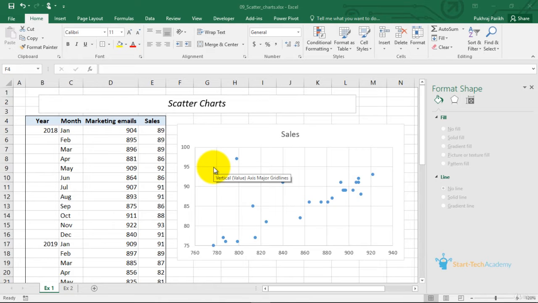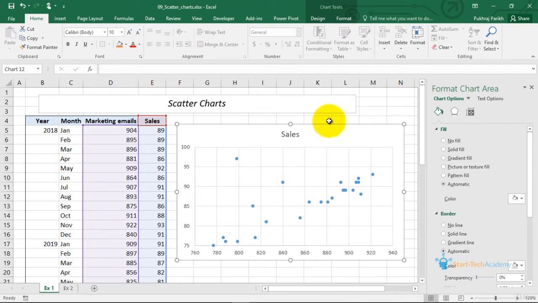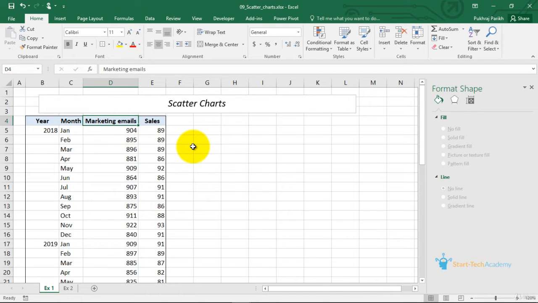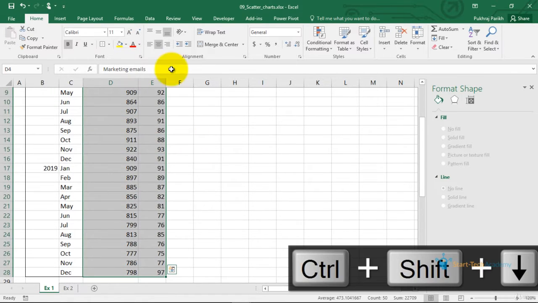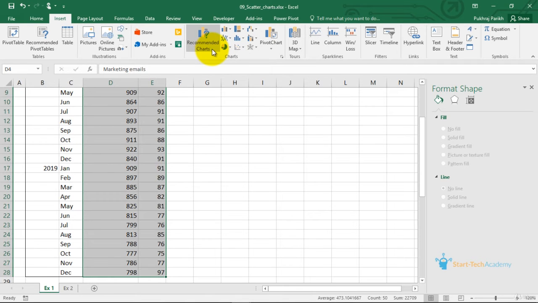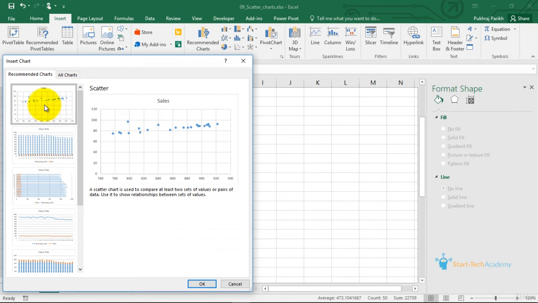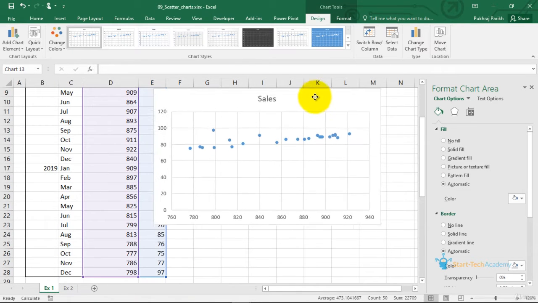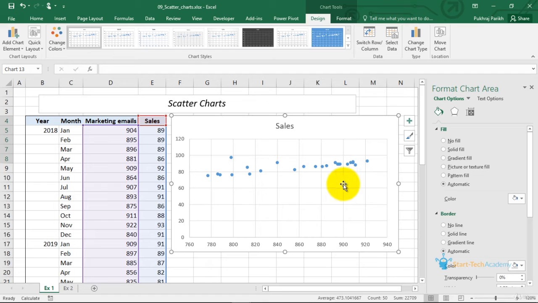Let us learn how to create this scatter plot. I will delete this chart. Since a scatter plot has two variables, we will select these two variables that we want to plot. And we will go to the recommended charts option and we will select this scatter plot. Here I have this scatter plot.